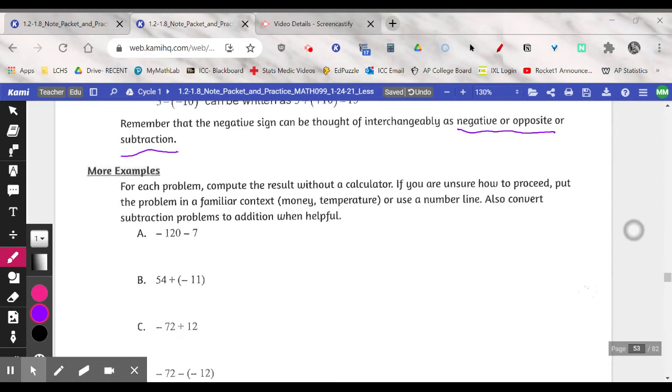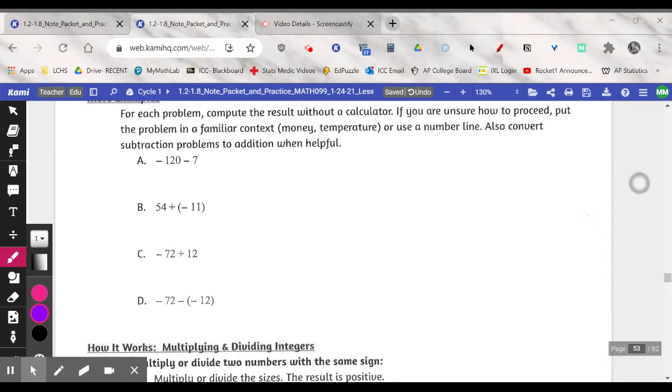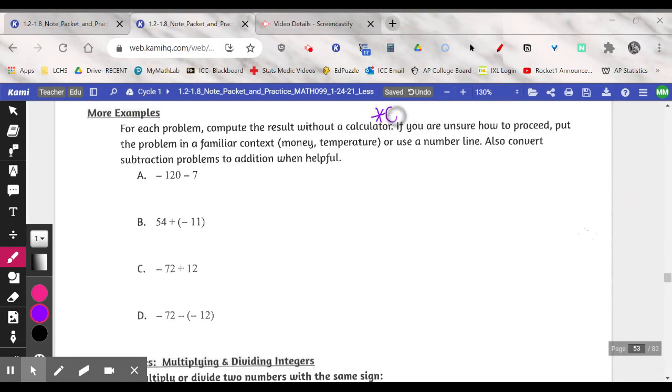So for each problem, we're going to compute the result without a calculator, and just like before, on your quiz or test, you can use a calculator. So, just like before, you can think of it in terms of money or temperature or use a number line to help you understand what to do with each problem. And for these, we are also going to convert subtraction problems to addition to make that even more helpful.